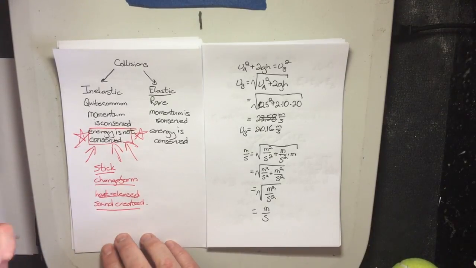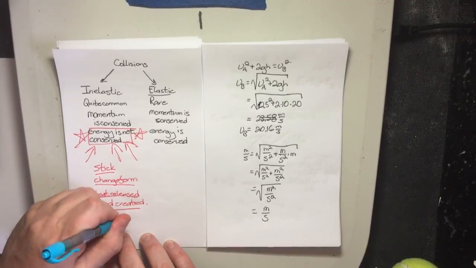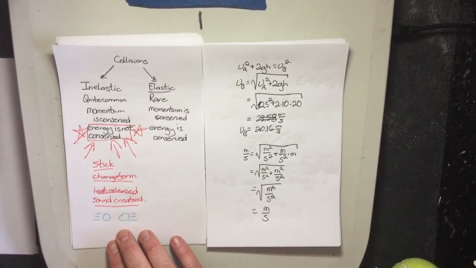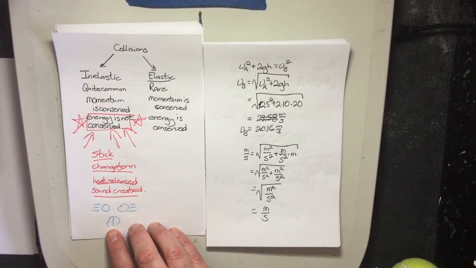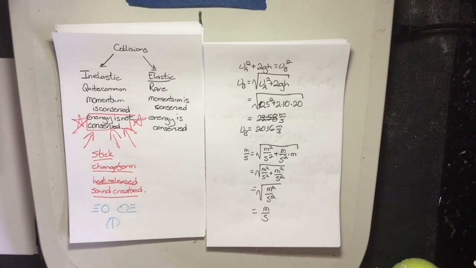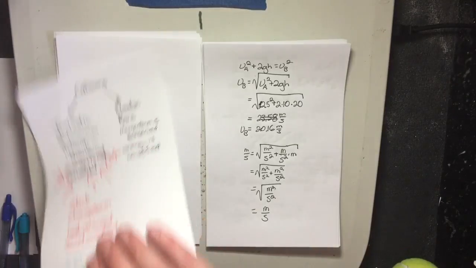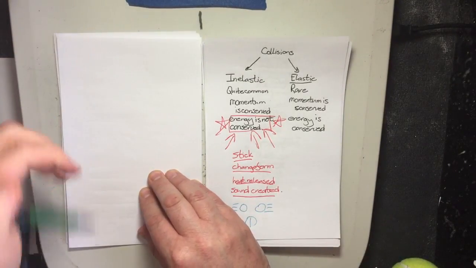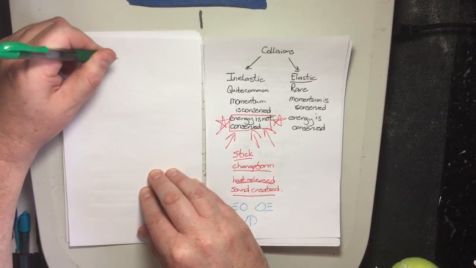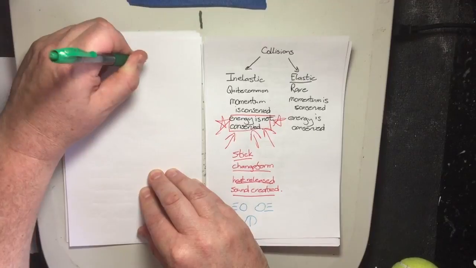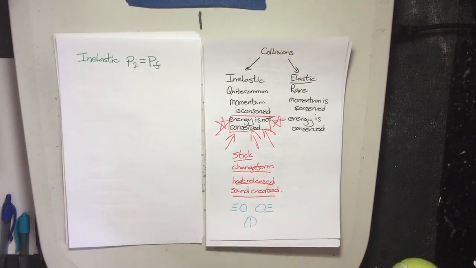So you've got two balls and then they collide and they're like that. If it goes from that to that, it changed shape. How do you change its shape? You spend energy. So for inelastic, the momentum initial is the same as the momentum final.